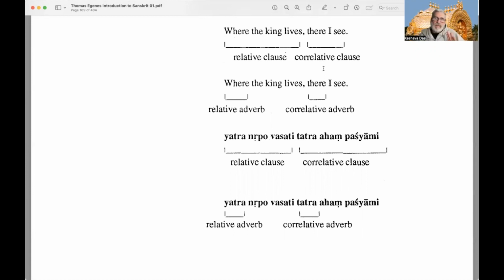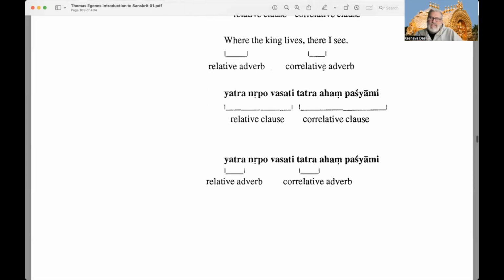Okay, so that's a sentence like that. The first clause is where the king lives. It starts with "where." That's the adverb used in the beginning of the relative clause, the subordinate clause. The primary clause, the correlative clause, starts with "there." There I see. Okay, so let's see this in Sanskrit.